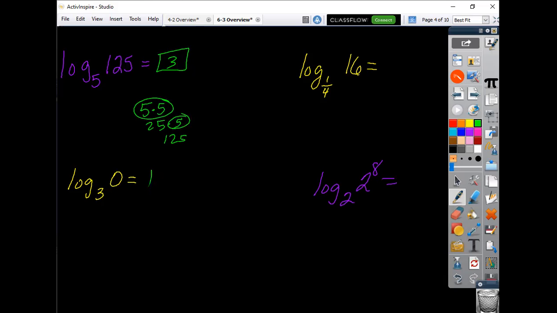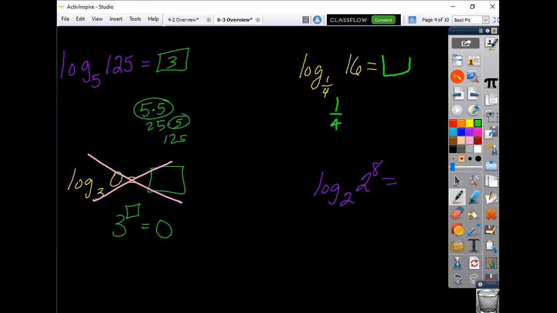3 to what power equals 0? 3 to what power equals 0 is what this is saying. And that's absurd. You can't do that. 3 to no power will ever equal 0. What about this one? This one's a little tricky.